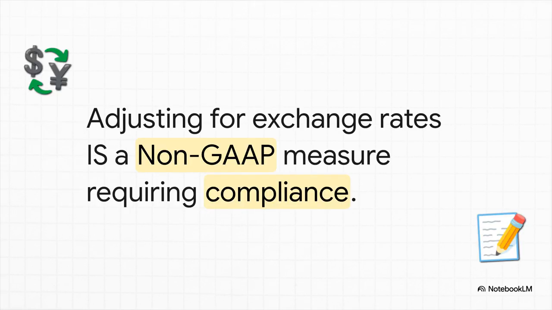Okay, here is a quick bonus exam tip that frequently trips people up. Adjusting for currency fluctuations to show a constant currency basis is officially classified as a non-GAAP measure. So if a company uses it to smooth out their exchange rates, they are still fully required to comply with Reg G. That means they have to show both the historical amounts and the constant currency amounts right side by side while thoroughly explaining their math.